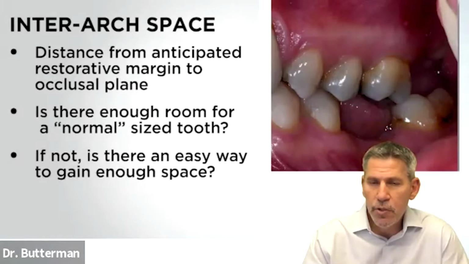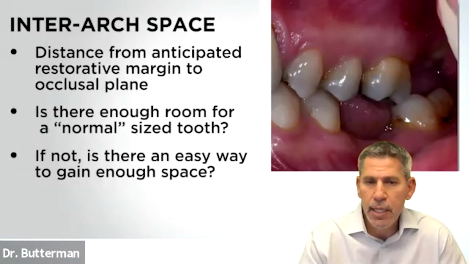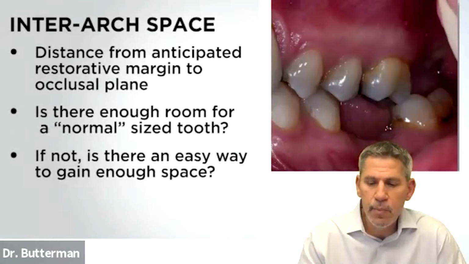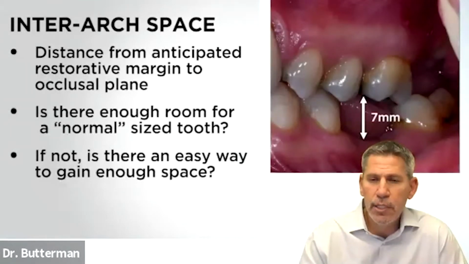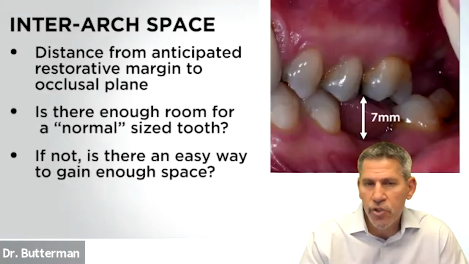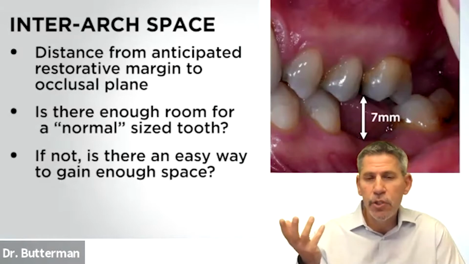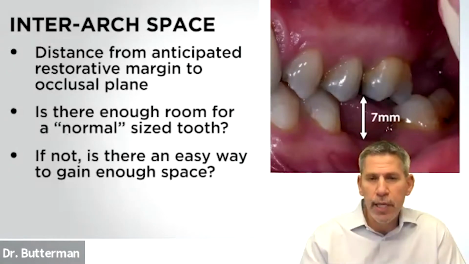If a patient comes in and they're just missing maybe tooth number 19, and we want to make a decision, does this patient have enough room? Well, how much room do we even need to begin with? Quite honestly, if you have about 7 millimeters from the platform of your implant up to the antagonist, the opposing tooth, you're going to be able to do really any type of restoration.